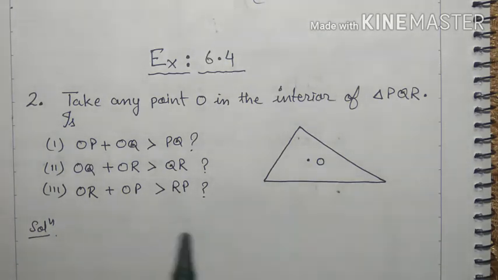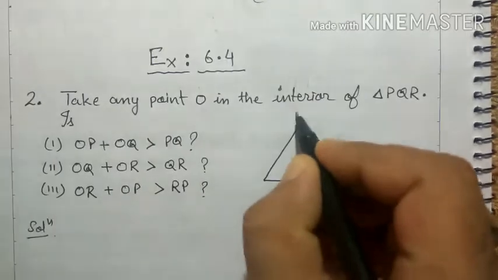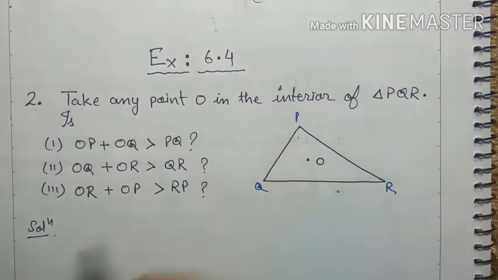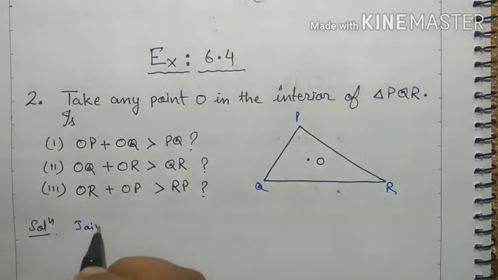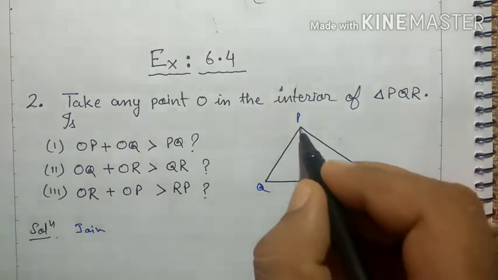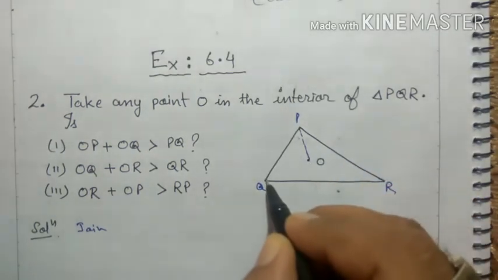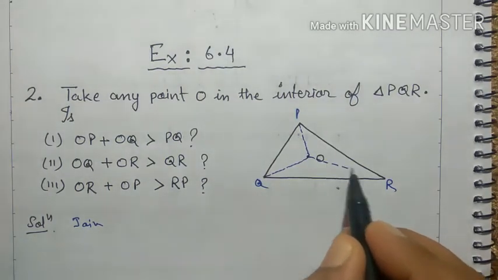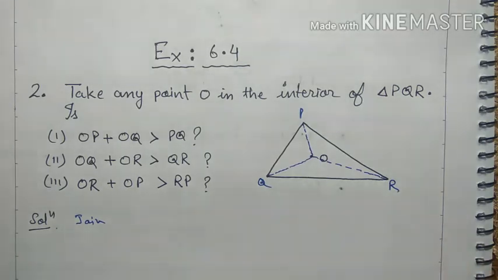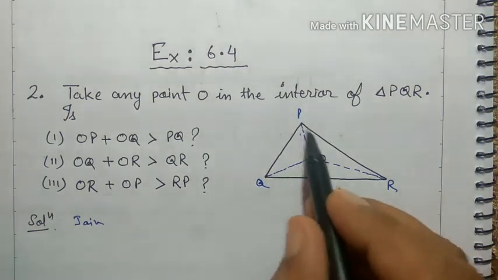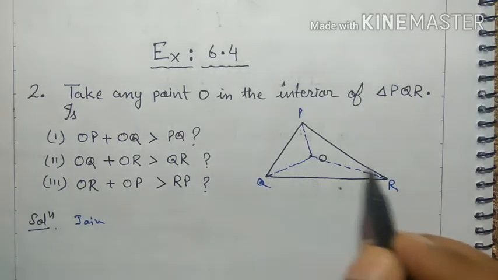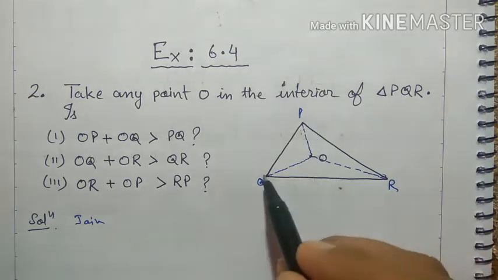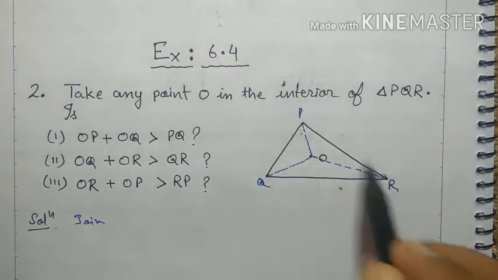So for that we have to mark here P, this is Q and this is R. In the solution we will write: join OP, OQ and OR. Join all the three vertices to O. Now if we join, we will get three triangles inside: triangle OPQ, triangle OQR and triangle ORP, right?